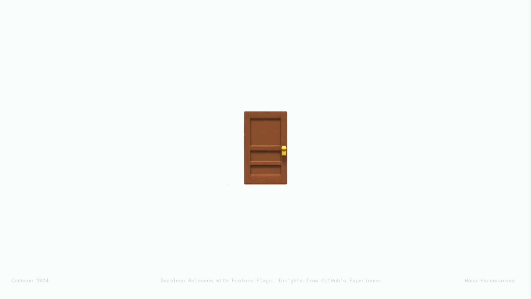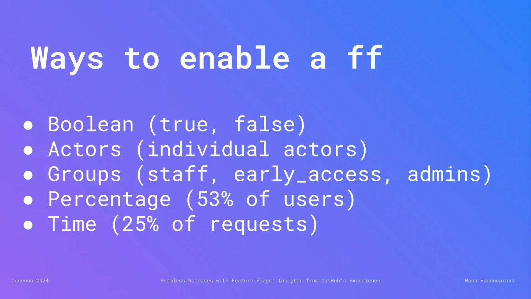Now let's talk about gates. The way Flipper, the Ruby gem which we use, stores information about what feature flag is enabled and for whom is by creating a gate. Do you remember all the ways we can enable a feature flag? We can either use a Boolean, and we can say it's enabled for everyone or not. We can enable the feature flag for individual actors, for groups of people, or percentage of users or requests.